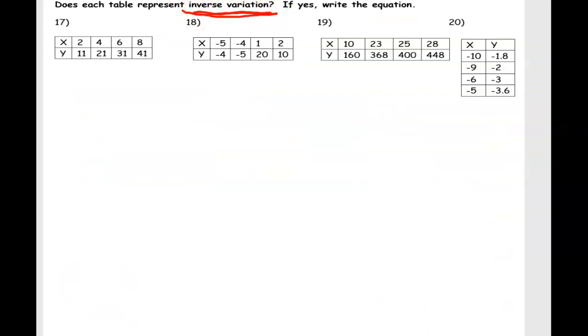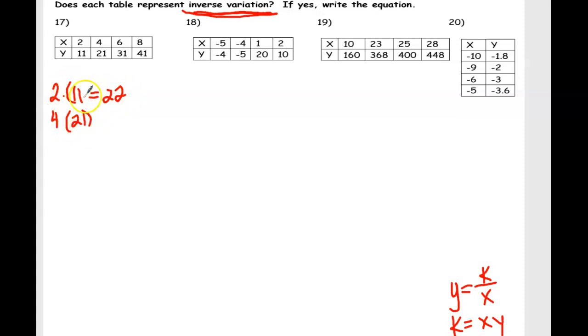So with an inverse variation, if we multiply the two together, we should get our constant of proportionality, meaning if inverse is y is equal to k divided by x, then our k is equal to x times y. So if we multiply them together, and we always get the same numbers, so 2 times 11 is 22. And then we have 4 times 21, we'll multiply like this. We get 84, so right away we know it's not a no because it's not the same.